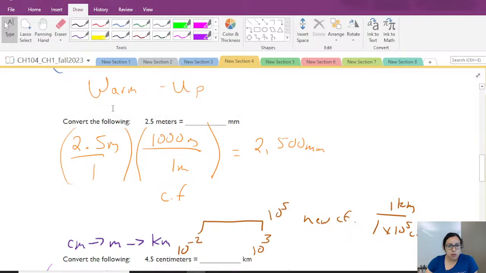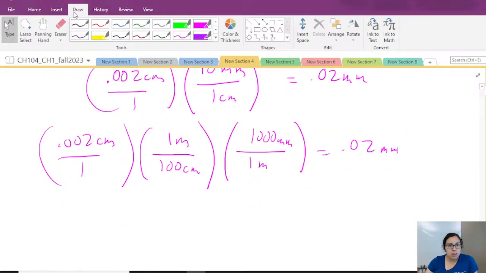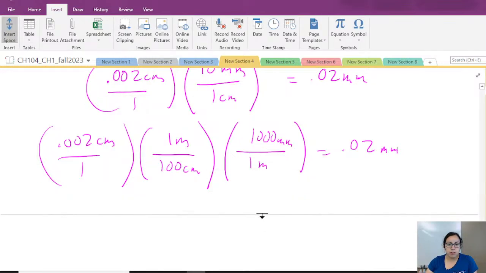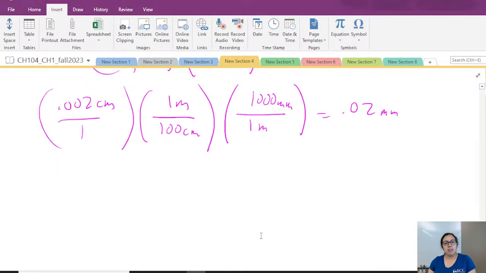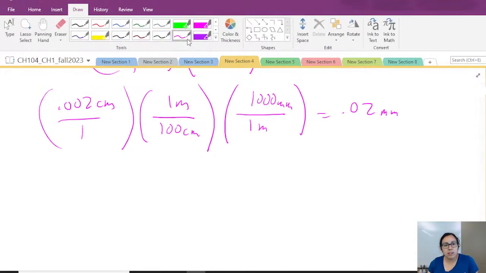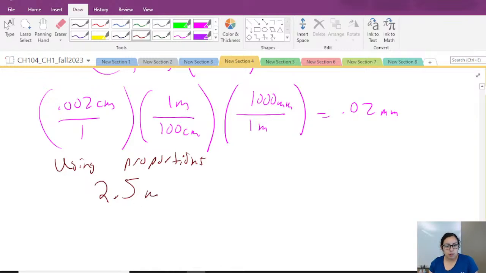So let's redo this one. So the 2.5 meters to millimeters in a proportion. And if you're totally confused, you can just tell me, and I'll forget we ever said that. So I'll say using proportions. So we wanted to go from 2.5 meters to millimeters.